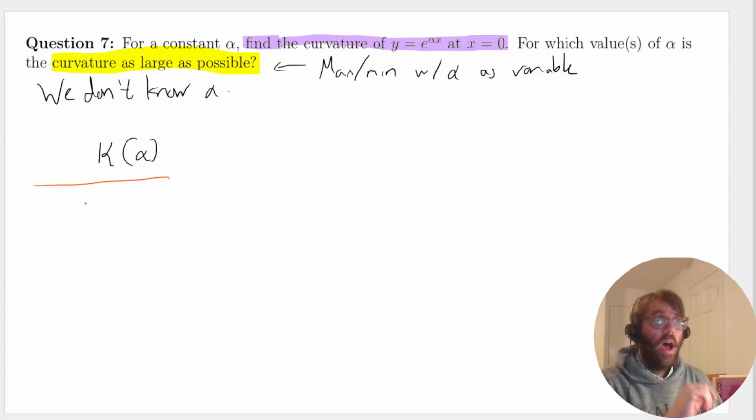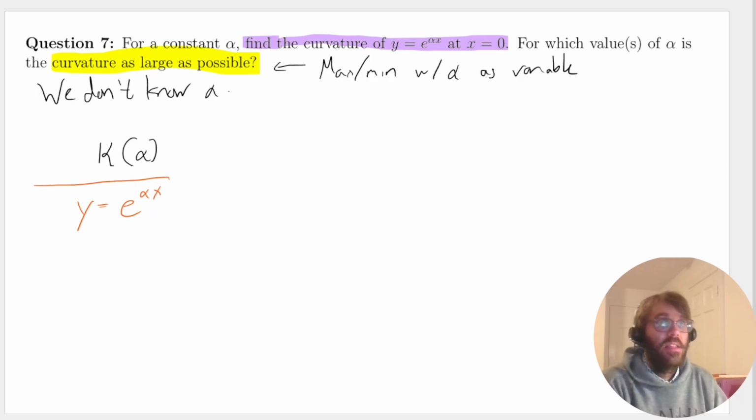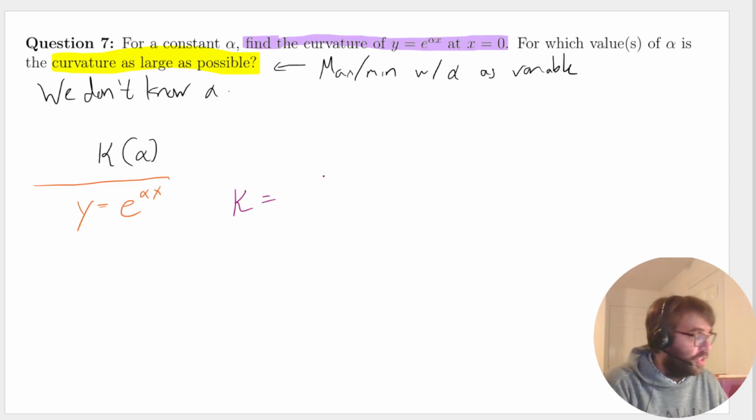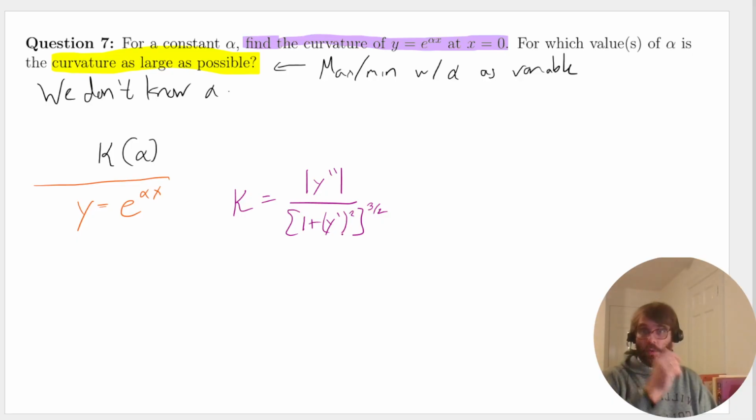First, I want to point out that we've got y equals e to the alpha x. This is just a standard single variable calculus function. That means we get to use this formula for curvature. You could use a variety of other ones as well, but we're going to jump into what we've got here: y double prime over 1 plus y prime squared to the 3 halves. This is the formula that we're going to use. We have a bunch of other formulas, but this one is really great for single variable type functions.